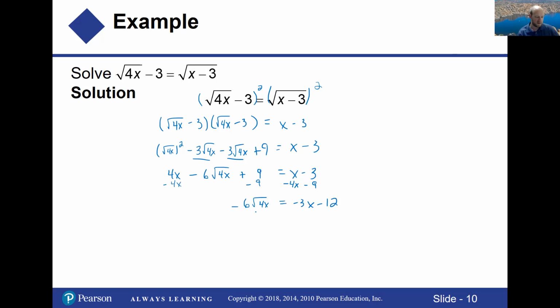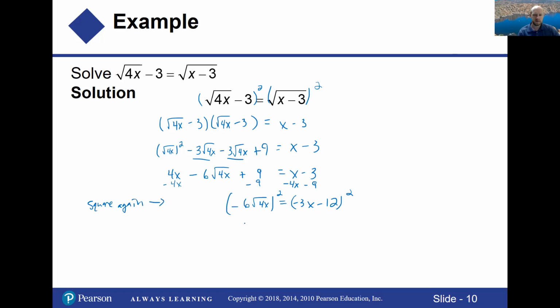Let me see here, where am I at? I want to make sure that, oh, okay, this is a minus 6. So I could keep going like this. I could divide by negative 6, but then I would be working with fractions and I don't want to do that. So at this point, since I don't have any addition or subtraction between these, I can go ahead and square this again. Okay, so at this point right here, we're going to square again.